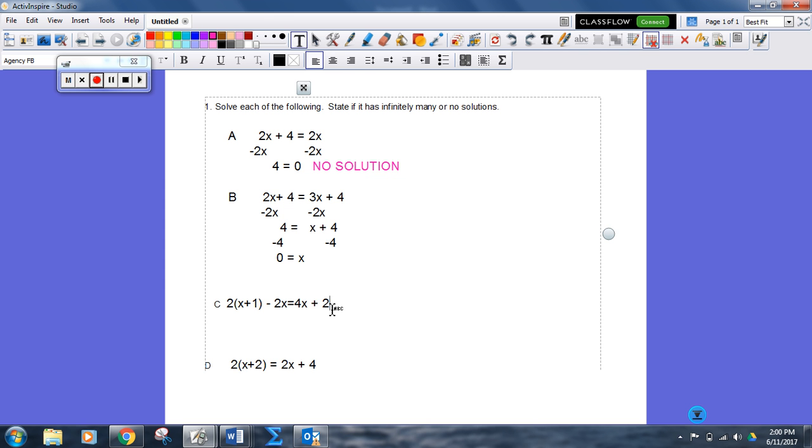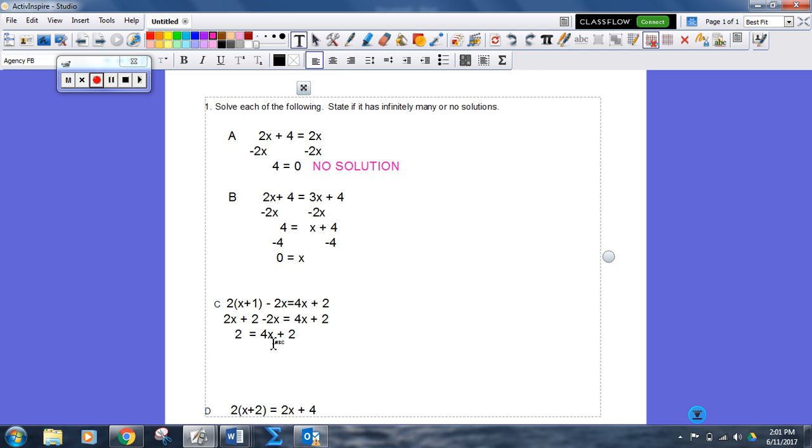Letter C, to solve, I need to begin by distributing, so I multiply this 2 by everything in the parentheses. So that gives me 2x plus 2. I bring down the rest of the left side, which is minus 2x, and that equals 4x plus 2. On the left side, I have two terms with x's. Since they are on the same side, I can add them together. So 2x minus 2x equals 0. So that side just has 2 now, equals 4x plus 2.